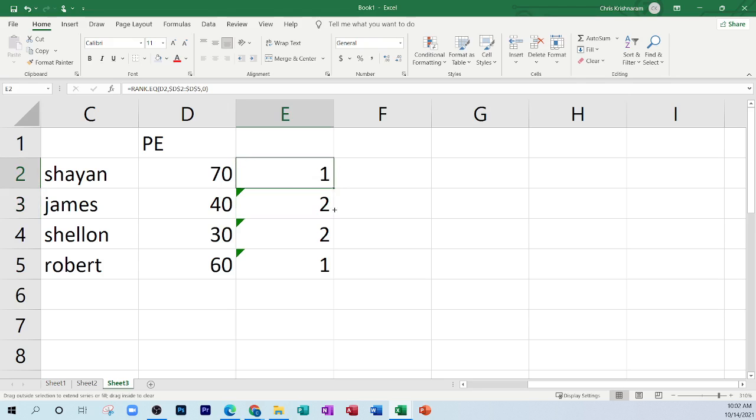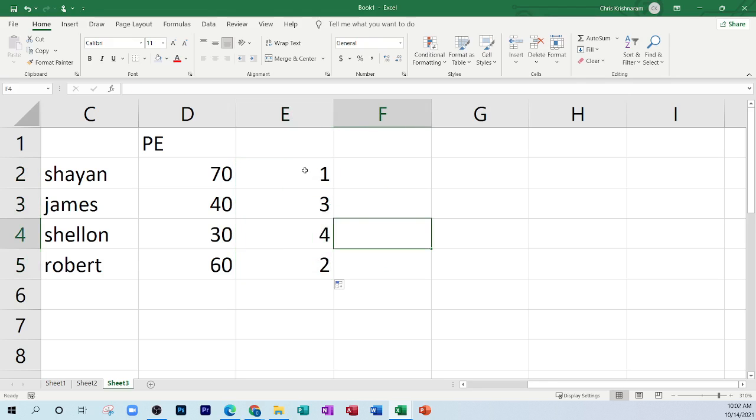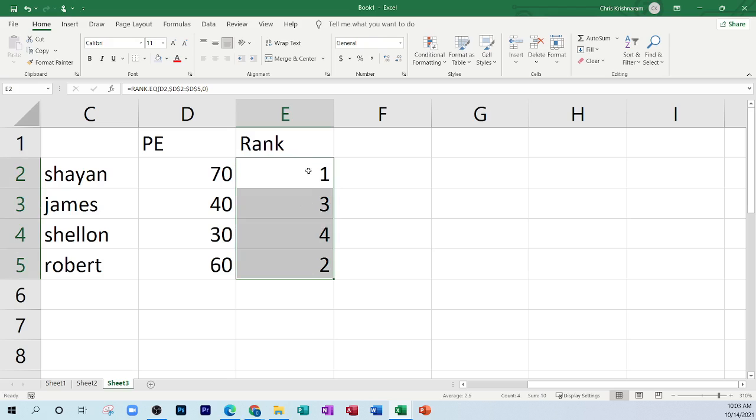So now when I bring this down, I'm going to get the correct grade. I'm going to teach you about all of this later on, don't worry about that. So now we have the correct grade, the correct position, the correct rank. 70 is 1st, 60 is 2nd, 40 is 3rd, and 30 is in 4th position. But the issue we have is that it is not in order exactly.